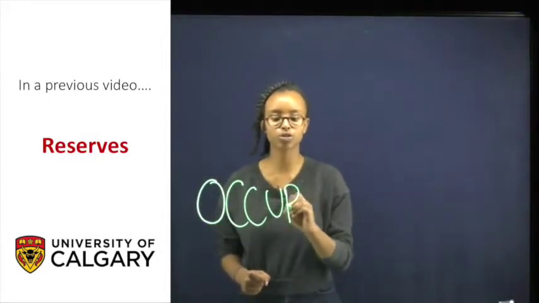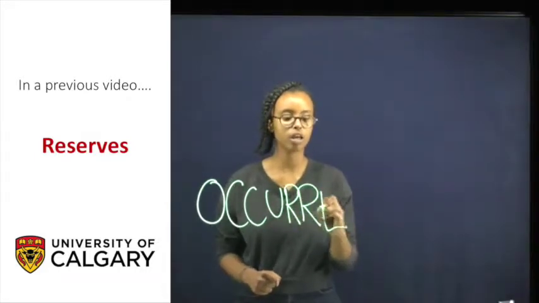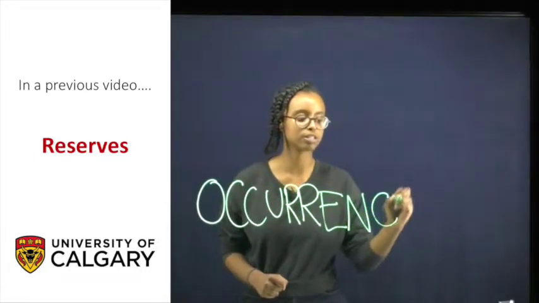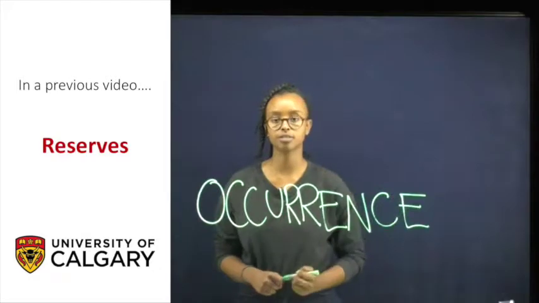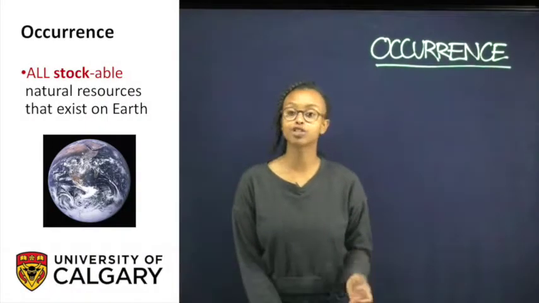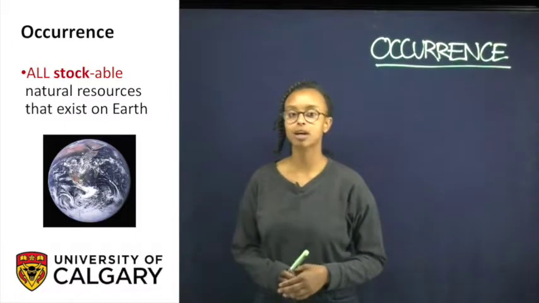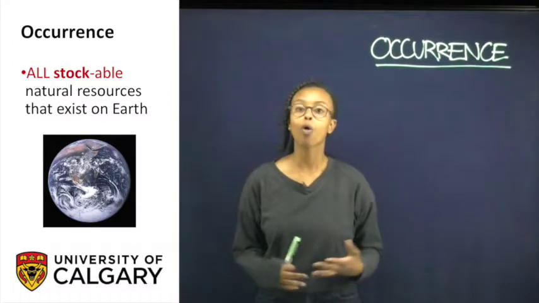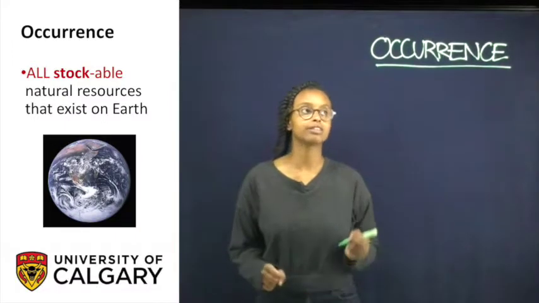And that has to do with something known as a natural resources occurrence. Therefore, an occurrence is the natural resource that's currently discovered, undiscovered, extractable, or we're not able to extract it yet.